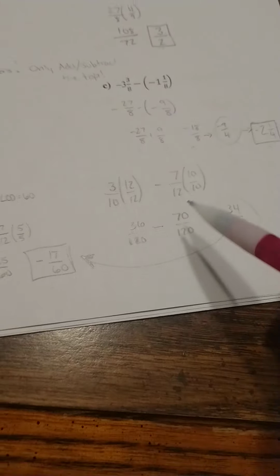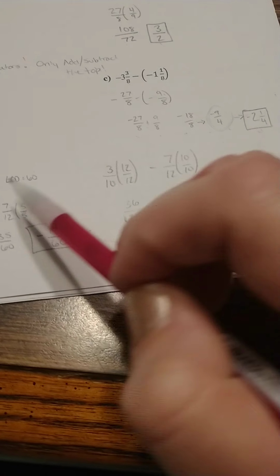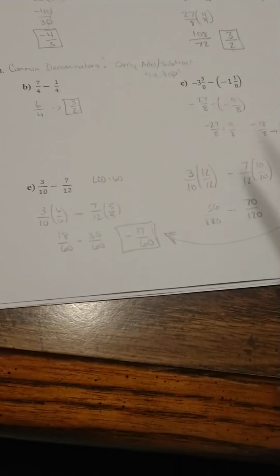So you're going to get the same answer no matter if you go the easy route and just multiply by the other denominator or if you go through and find your least common denominator.